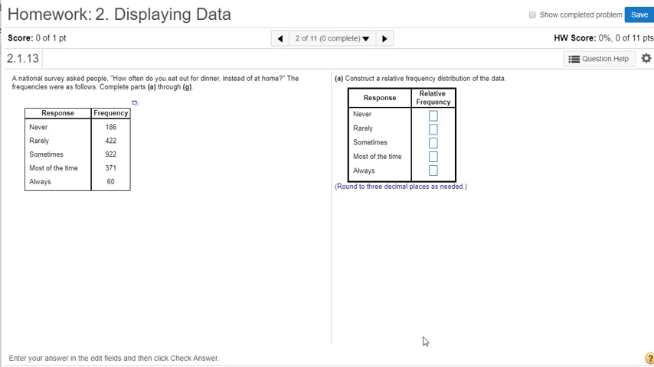A national survey asked people, how often do you eat out for dinner instead of home? The frequencies were as follows. Complete parts A through G. Okay, so we have the responses: never, rarely, sometimes, most of the time, and always, with the frequencies.